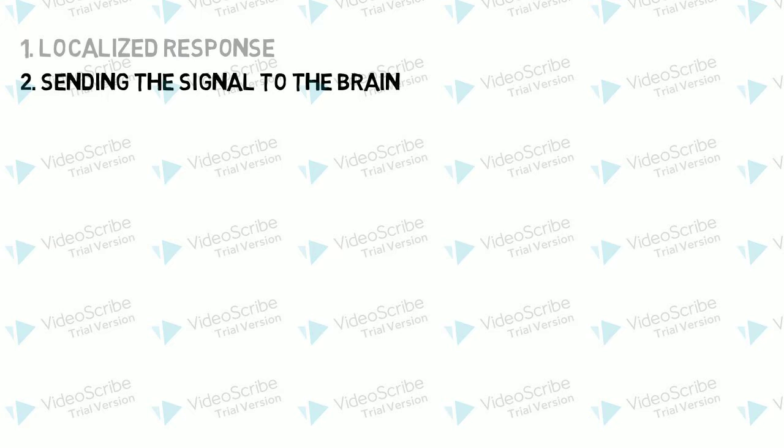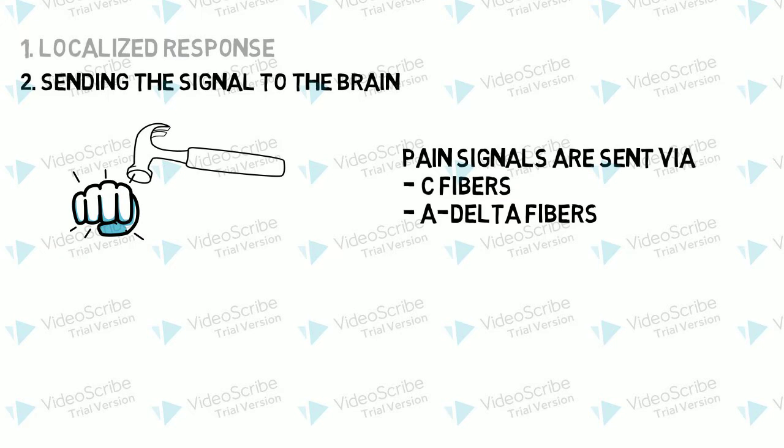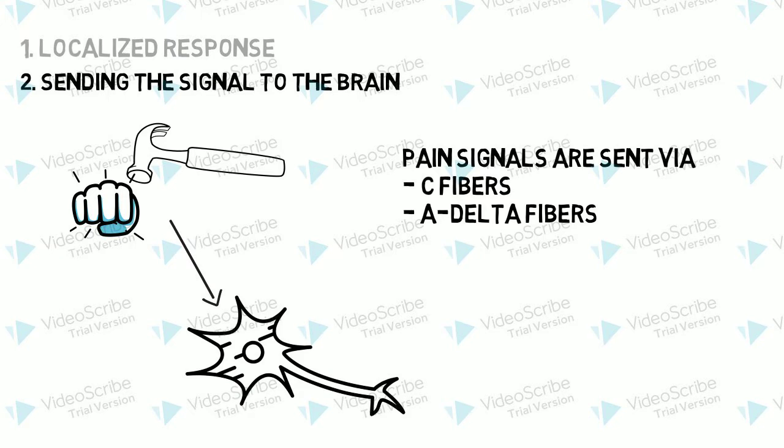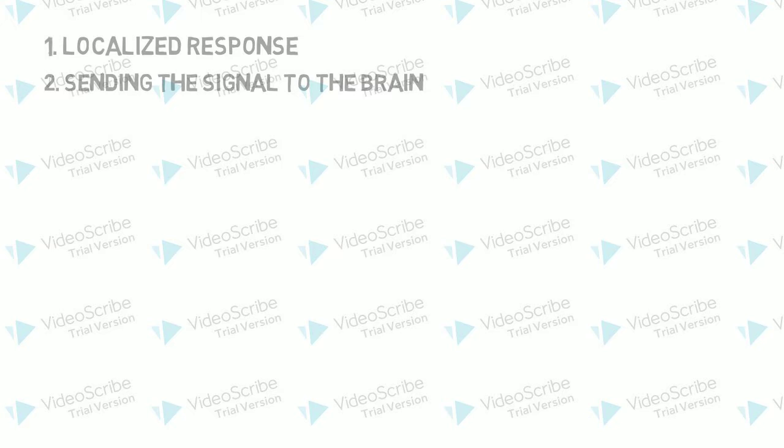Now that the localized response has occurred, the signal has to be sent to the brain. And for this to happen, this local inflammatory process activates C fibers and A delta fibers, which are neurons that travel through the spinal cord up to the brain. So when an injury occurs, there are little receptors at the end of those neurons, and they sense the signal and they activate the neuron, which then tells the brain what's going on.